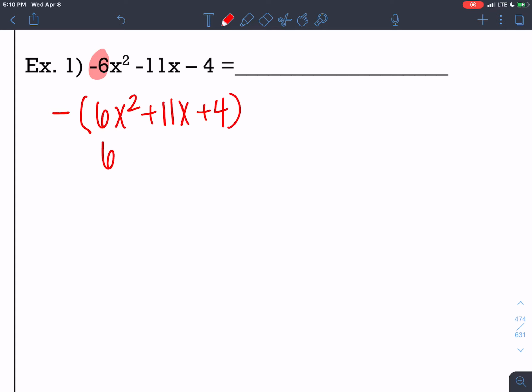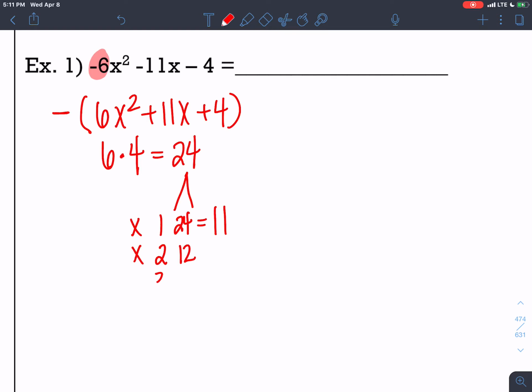Now I'm going to take A, multiply it by C, and I get 24. So I need two numbers that will multiply together to give me 24 and add together to give me positive 11. I don't know what they are, so I'm going to start at the beginning. 1 and 24, 2 and 12, 3 and 8. There's my numbers. So now I'm going to utilize these to change my B value into two separate values.